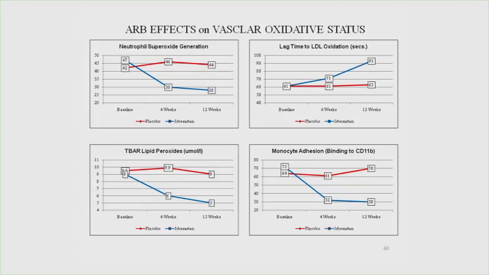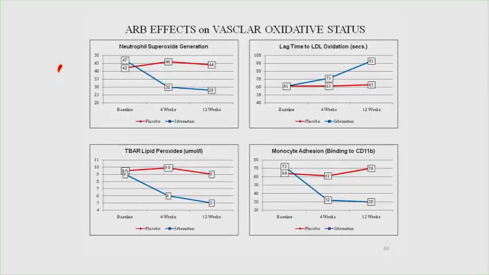Neutrophil superoxide generation. We don't want a lot of superoxide. It's a cause of oxidative stress and LDL oxidation and phospholipid oxidation. It doesn't change with placebo. It falls with ARB therapy. How long it takes to oxidize your LDL is prolonged with angiotensin receptor blocker therapy.